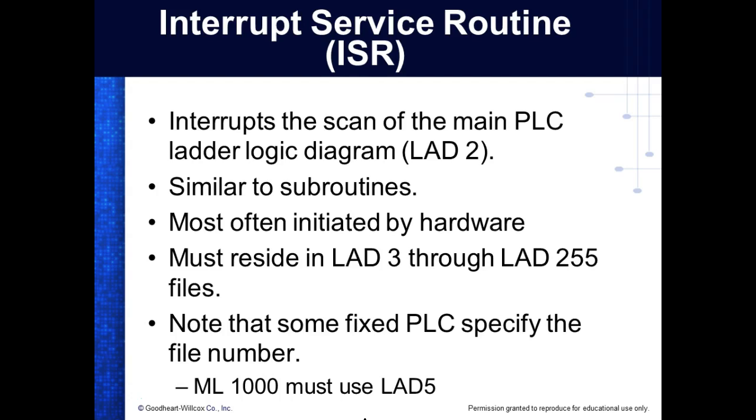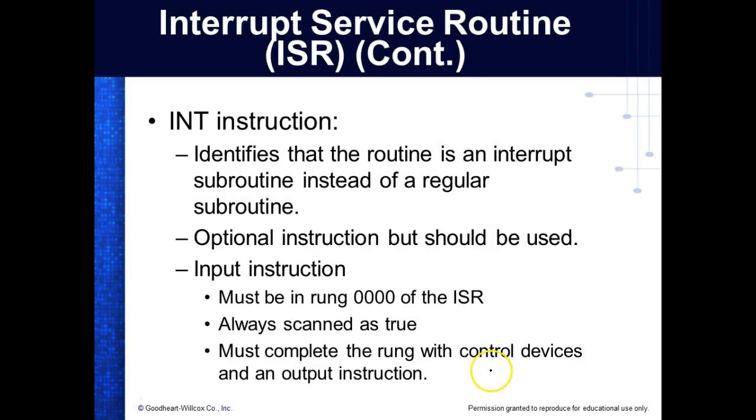Now, if you're on a 1000 and you look up at your setup, then ladder 5 is going to be called interrupt. So on this fixed PLC, if you're going to use the interrupt, then the interrupt has got to be in program file number 5. For the 1100, which everybody in here should be using, all you got to do is use one between 3 and 255. Everybody okay? So that's what you got to find out.